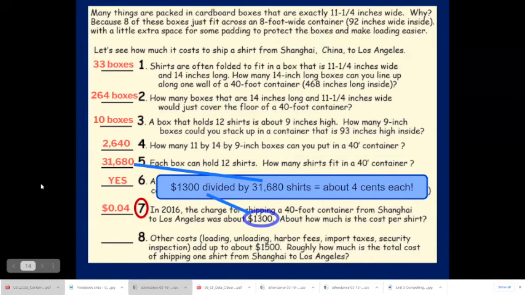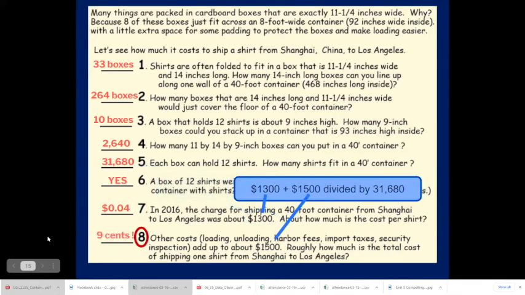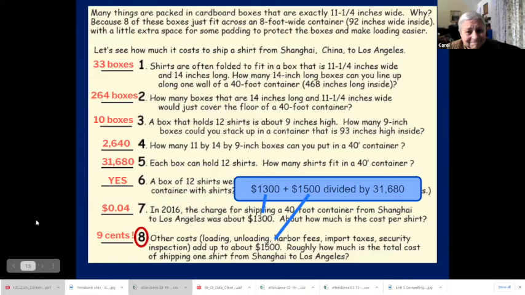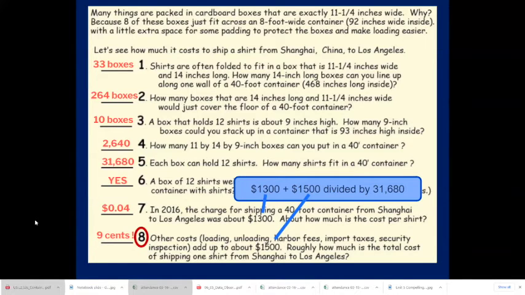The charge for shipping a 40-foot container from Shanghai to LA is $1,300. So how much is it per shirt? We divide the $1,300. It's about 4 cents apiece. And then we have other costs. So we have our 1,300, we add 1,500, and then we divide it by 31,680. How much in total cost of shipping is one shirt? About 9 cents.